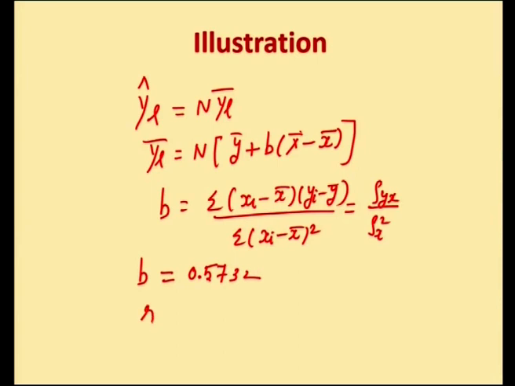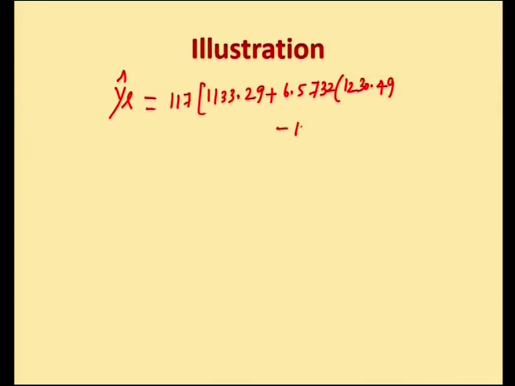b is equal to 0.5732, and r, the correlation coefficient, which is by the formula Sxy by Sx Sy, and these values are given in the data, which is equal to 0.7235. Substituting the values in YL cap is equal to 117 into 1133.29 plus 0.5732 into 1230.49 minus 1140.06, and this estimator is estimated as 138660.